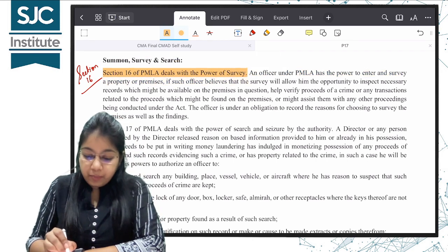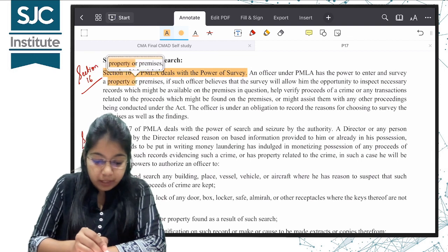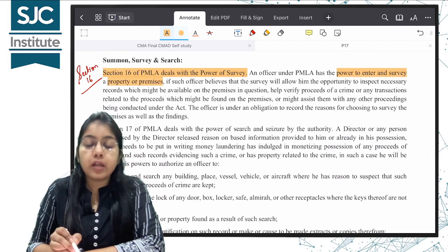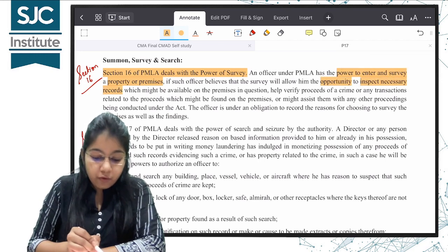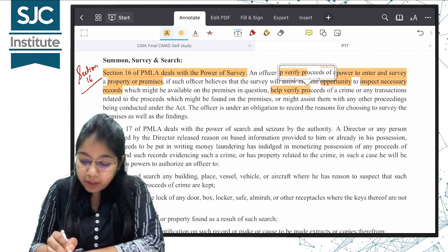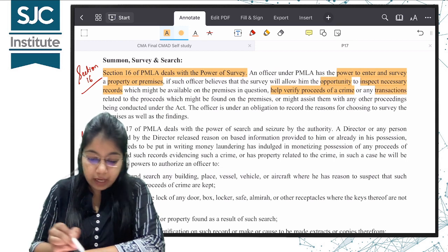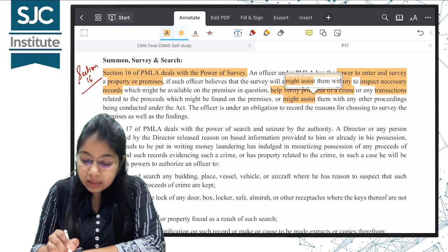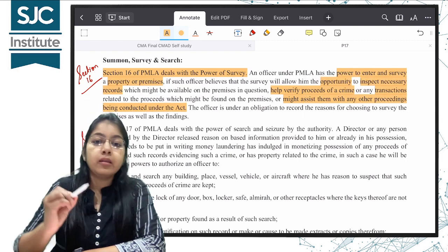An officer under PMLA has the power to enter and survey a property or premise, if such officer believes that the survey will give him the opportunity to inspect necessary records which might be available on the premises in question, help verify proceeds of crime or any transaction related to the proceeds of crime which might be found on the premises, or assist with any proceedings being conducted under the Act.